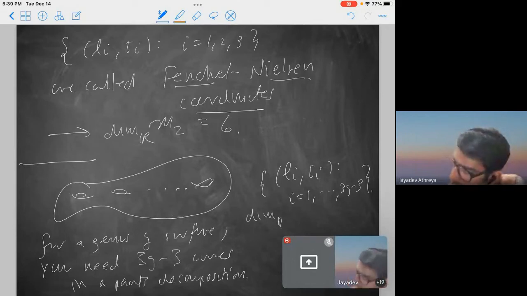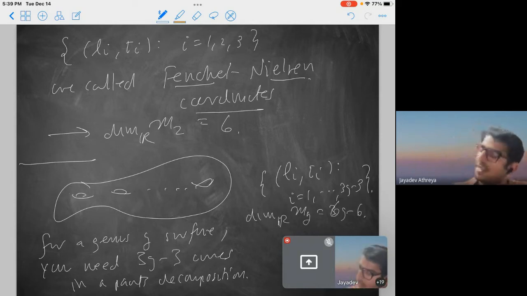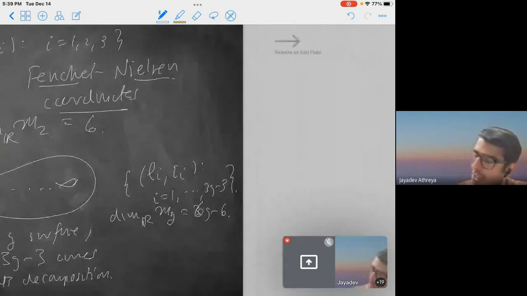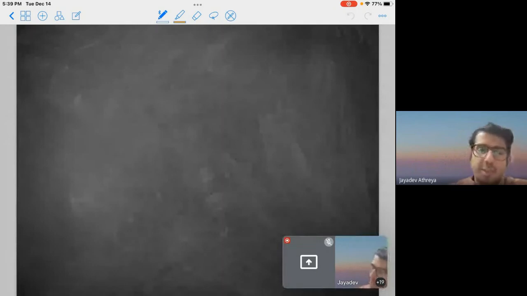Now, I haven't proved anything. I've just given you a very impressionistic idea of why this is the right size for this moduli space of hyperbolic surfaces. Now, I said I would also tell you about a relationship between the space of flat surfaces and the space of hyperbolic surfaces.